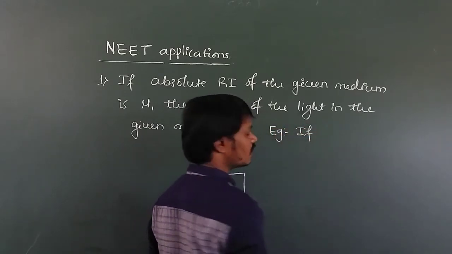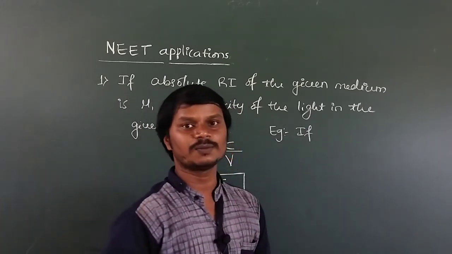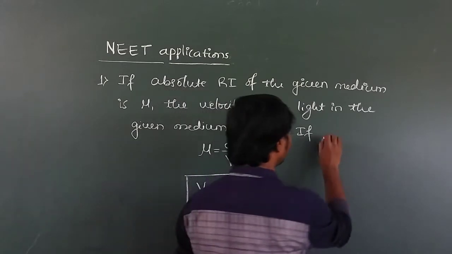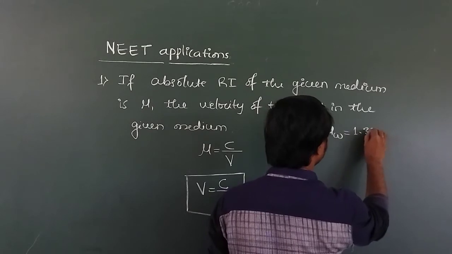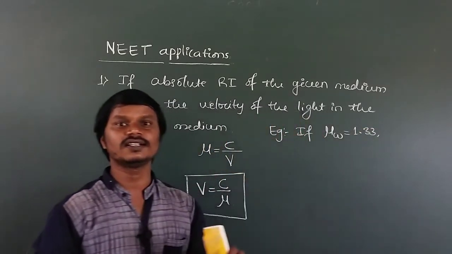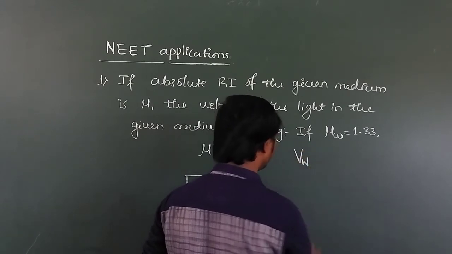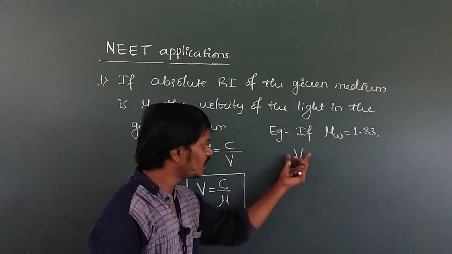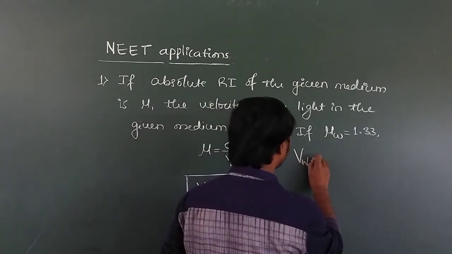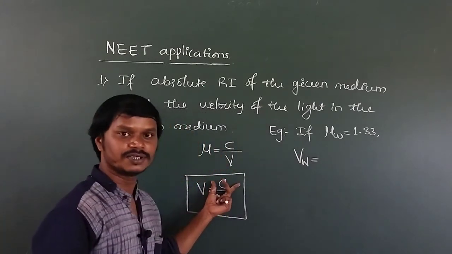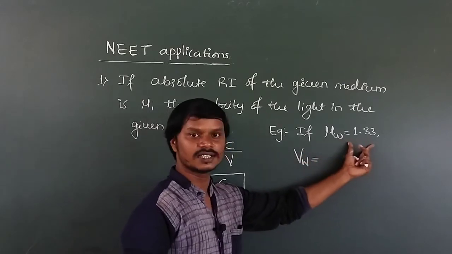if a water medium is given, then how to find the velocity of the light in the water? What is the refractive index of water? That is 1.33. If refractive index of water is 1.33, then what is the velocity of the light in the water medium? So I will write velocity of the light in the water medium, that is Vw. So Vw is equal to the speed of light in vacuum divided by the refractive index of the given medium. Water is the given medium.